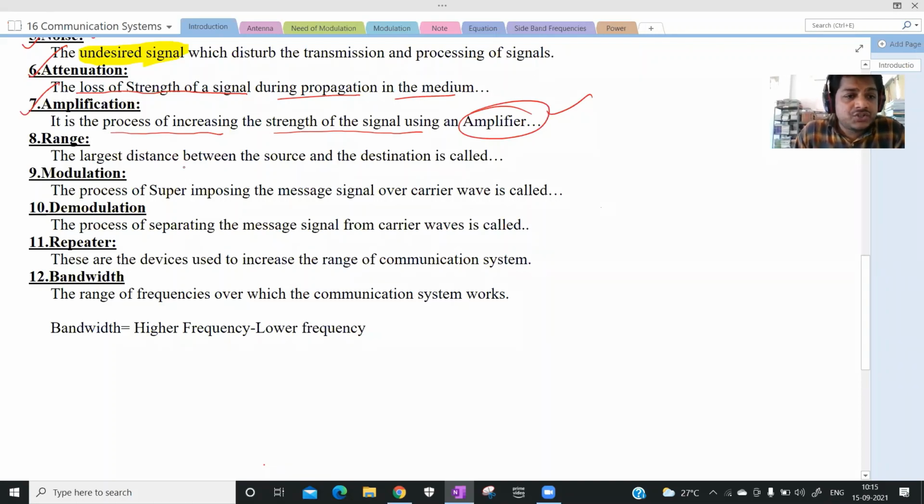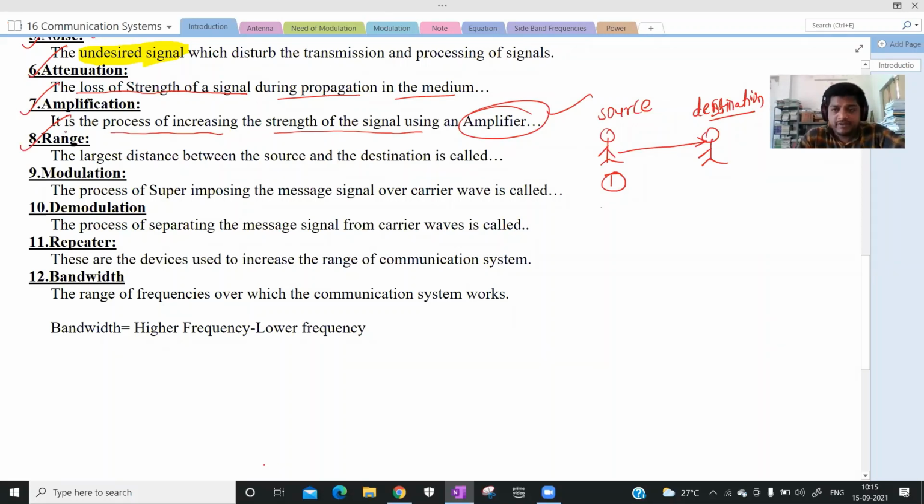Next, range. What is range? It is the largest distance between the source and the destination. How much distance is there between the transmitter and the receiver is called range. Now we are going to derive an expression for the range between the transmitter and the receiver. A very, very important relation we are going to derive in this class.